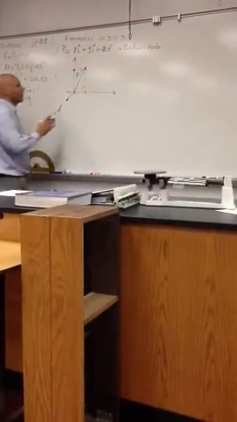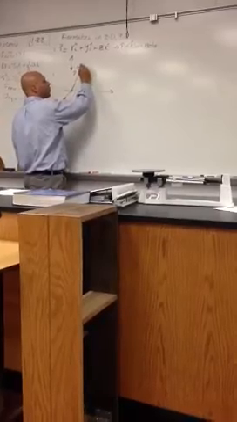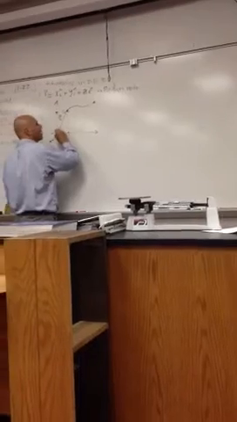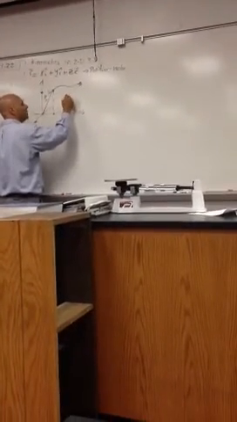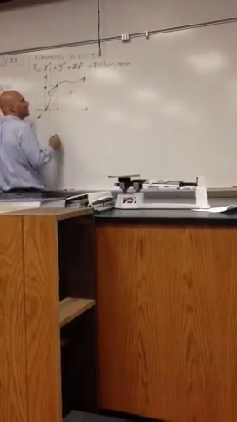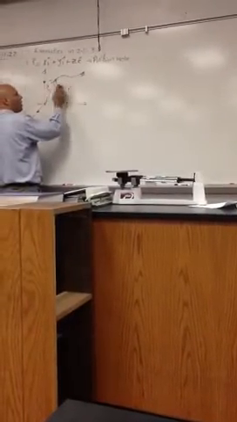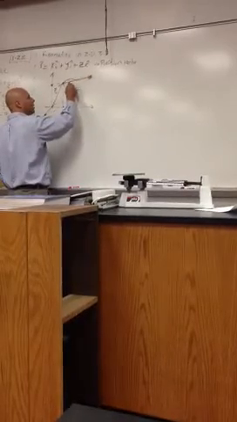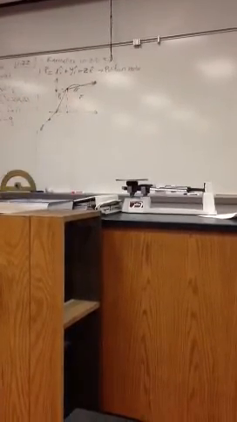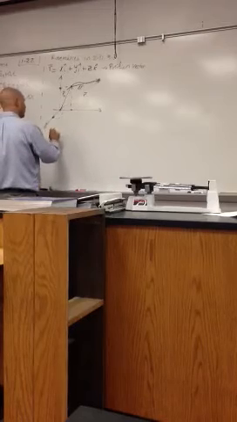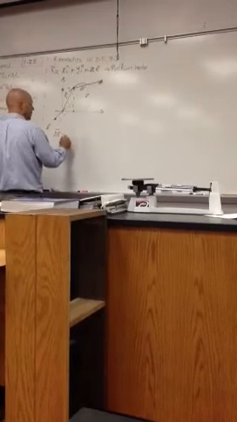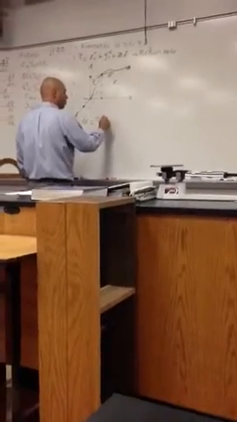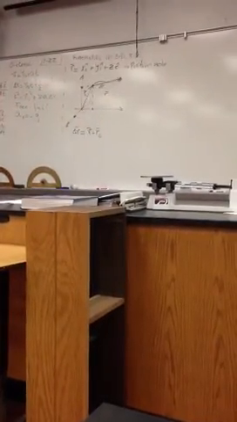If this vector moves from this point to another point, this will be r0, and this will be r final, which is just r. And the subtraction of r minus r0 is what we call the change in position, delta r. So delta r is the same as r minus r0, change in position in 3 dimensions.